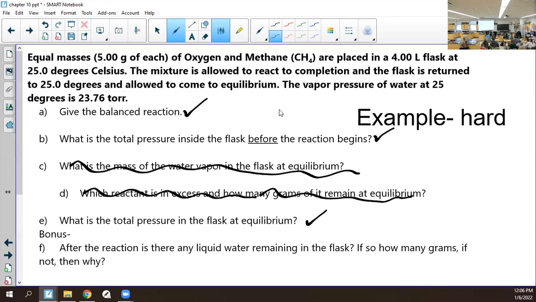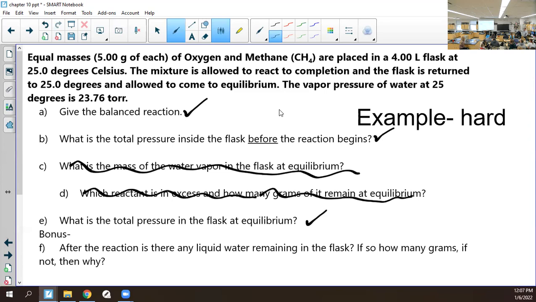Okay. How would you go about finding the total pressure inside the flask before the reaction when you have two different gases? It's not hard. Yeah, just add it. You find the moles of both and just add them. Doesn't matter that they're different things. Like in the air right now, we have nitrogen, oxygen, and a few other things. But it doesn't matter. Each one's independent. So you find the moles of each one of them and just add. Okay. So that's how you do it.